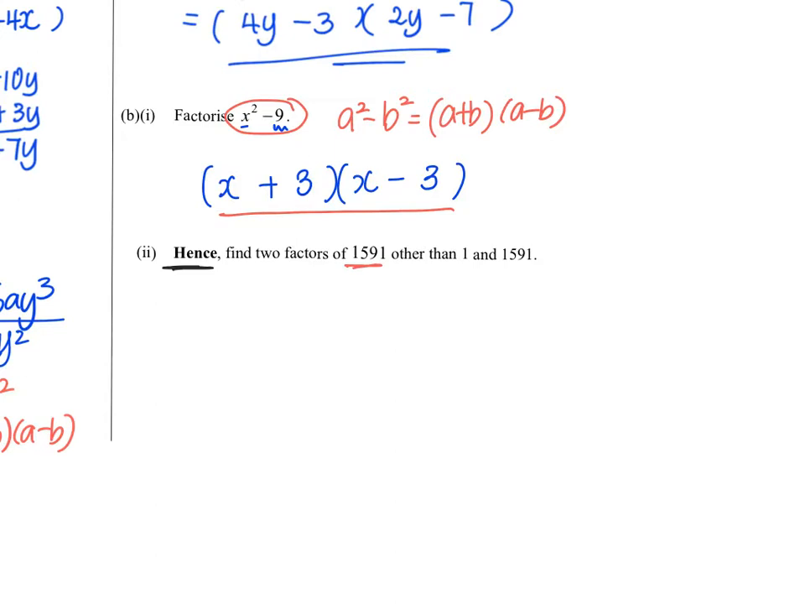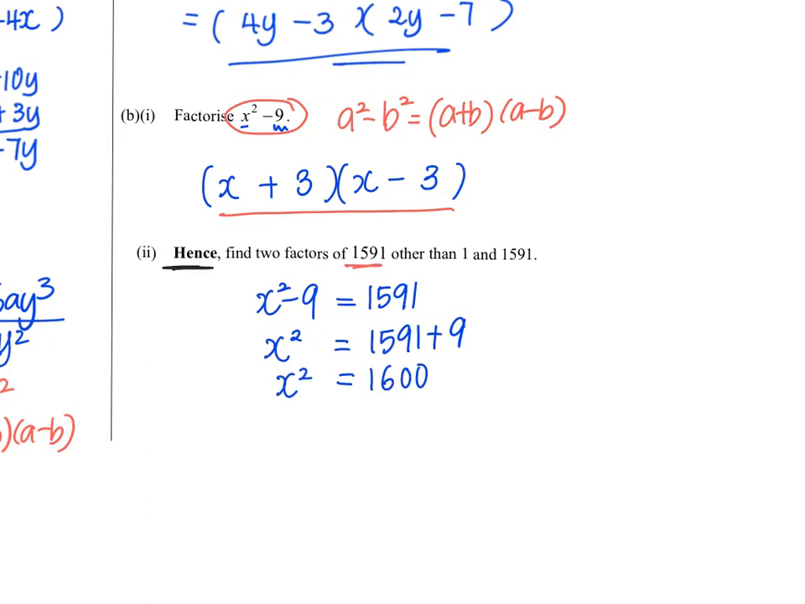Well, I can try to take x squared minus 9 to be equal to 1591. If that's the case, can I find out what x squared is? X squared will be 1591 plus 9, and that gives me 1600. This is x squared. Then, if that's the case, what is x? X is the square root of this number. Square root of 1600 will give you 40. So I found x to be 40.